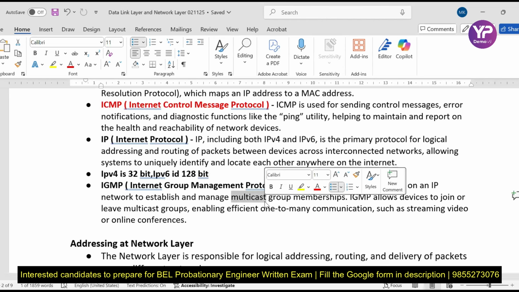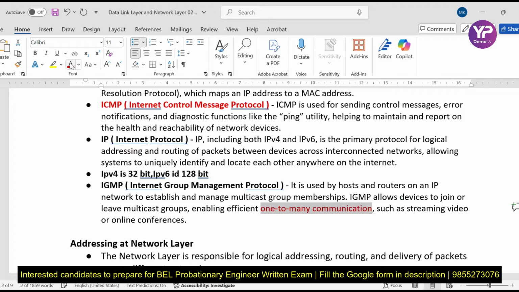Suppose that I want to send data to more than one client. Then that is called multicasting. It is used by hosts and routers on an IP network to establish and manage multicast group membership. IGMP allows devices to join or leave a multicast group and enables efficient one-to-many communication. That's why it is called one-to-many communication.